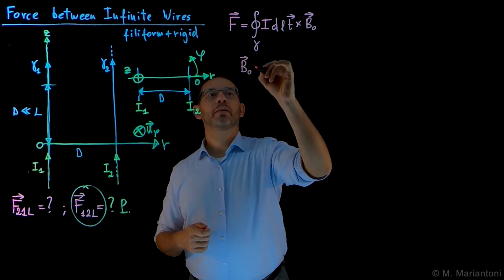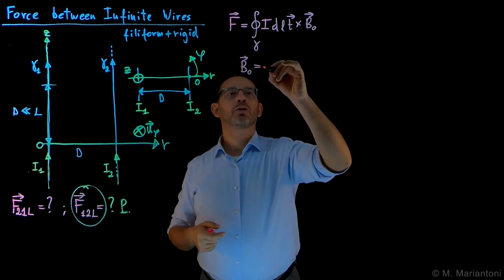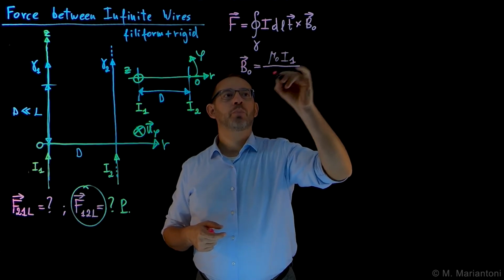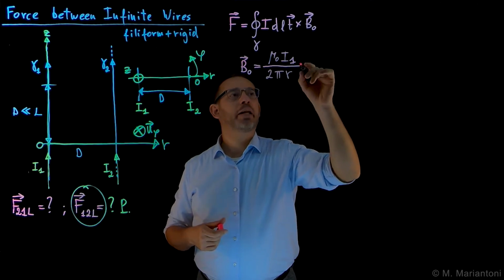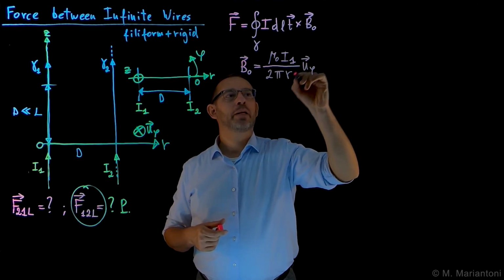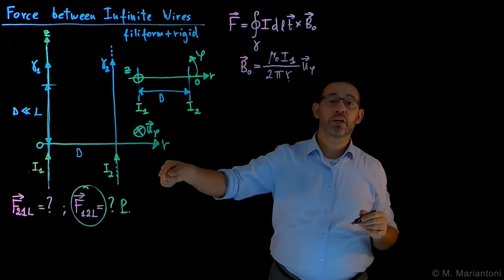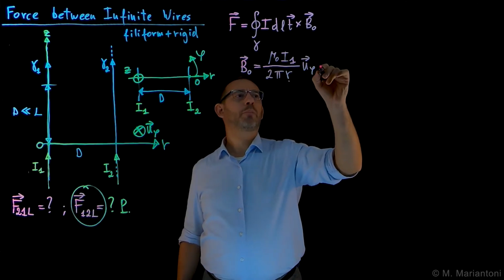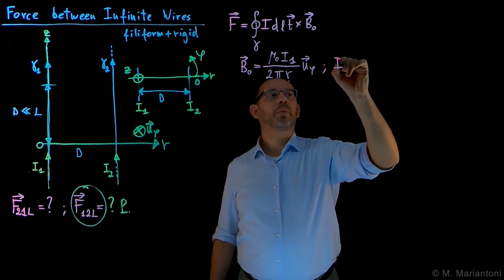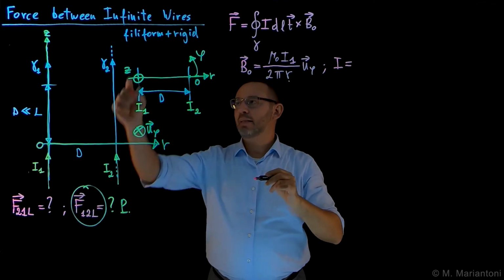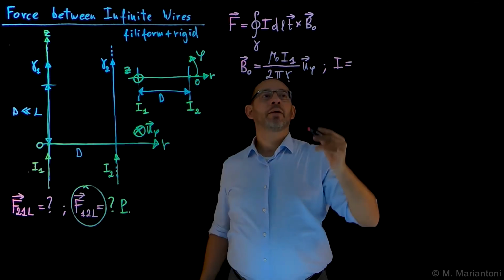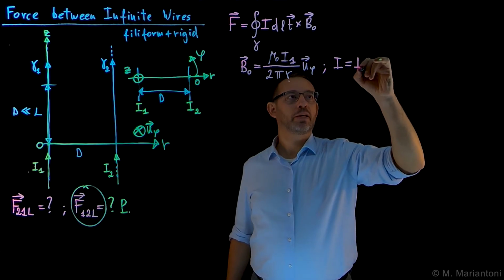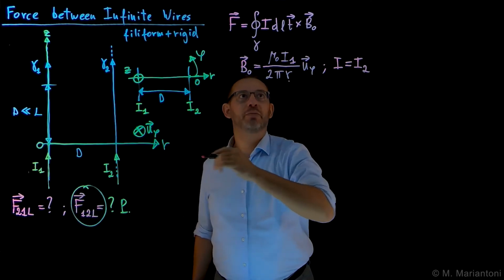B naught is the external field due to gamma 1, so it's going to be mu naught times the current I1 divided by 2 pi small r in general, times u var phi. Remember that this eventually will be capital D, because the second wire is where I want to calculate the force, and it is at a distance capital D. What about I? Here people usually make mistakes. I1 generates the external field into which gamma 2 is located, but since I'm looking at the force F21 on wire 2, this I is actually I2. So be careful, I'm just mapping all these letters to this specific case.